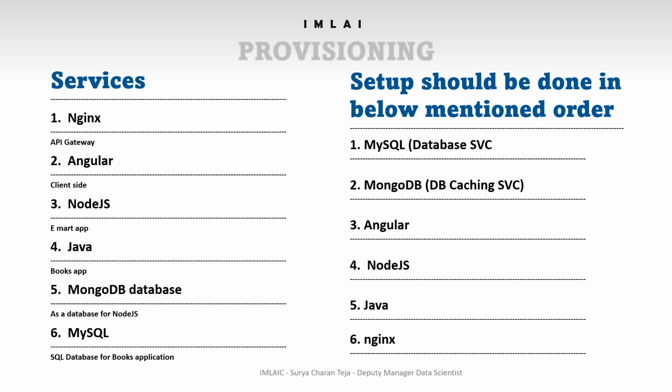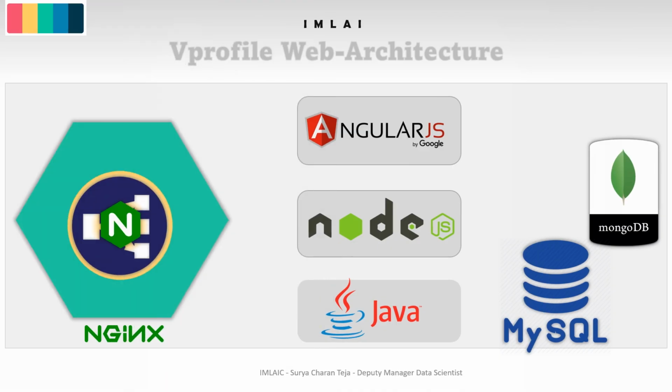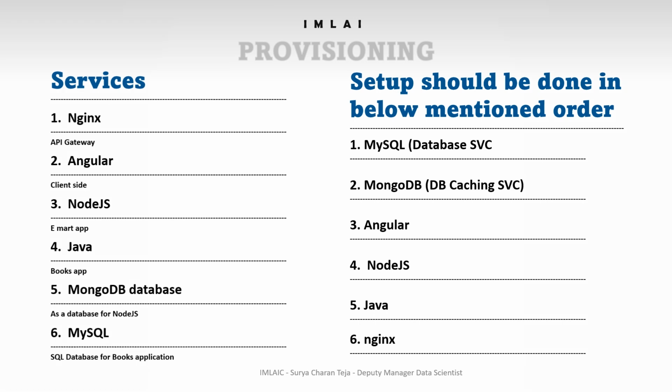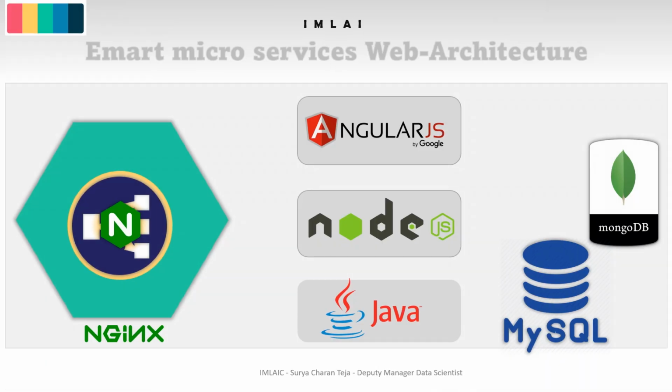So now let's see the flow. Flow of Emart. Now let's look into the flow of the Emart microservices web application. We will look into the web architecture. Let's go to it once again. So we have a total of 1, 2, 3, 4, and here 1, 2, 3, 4, that many services we have here.